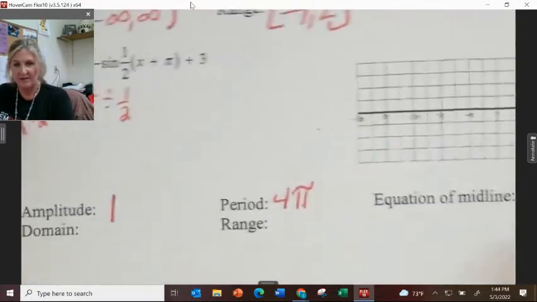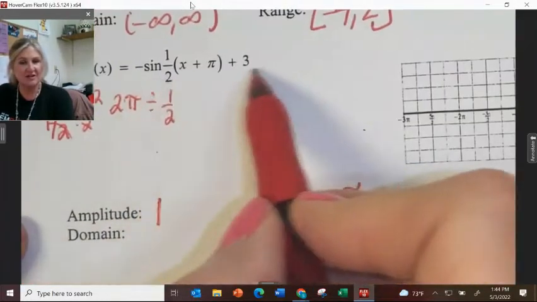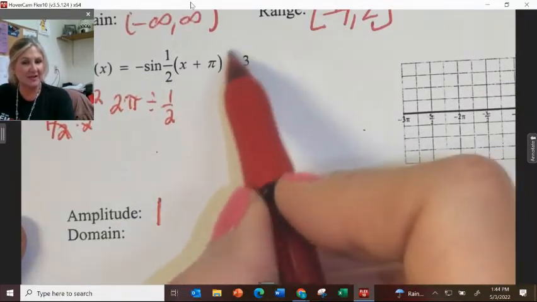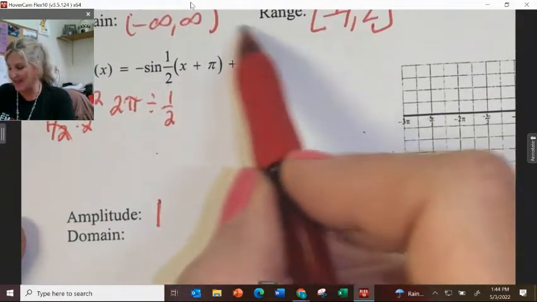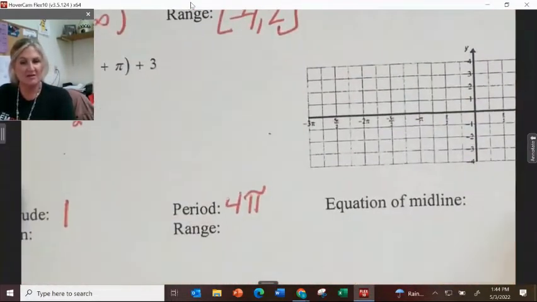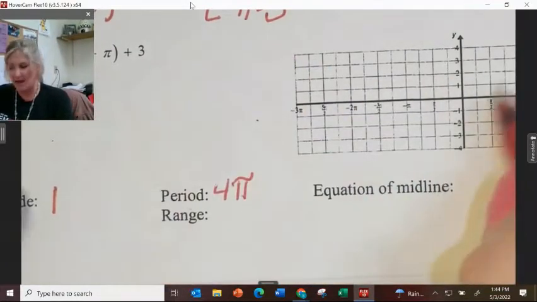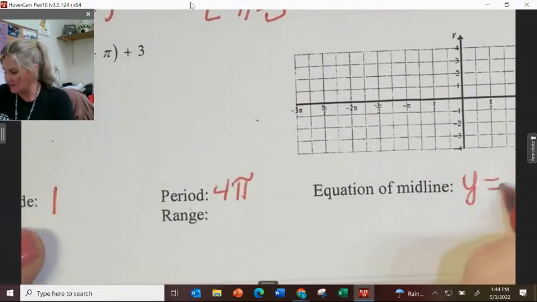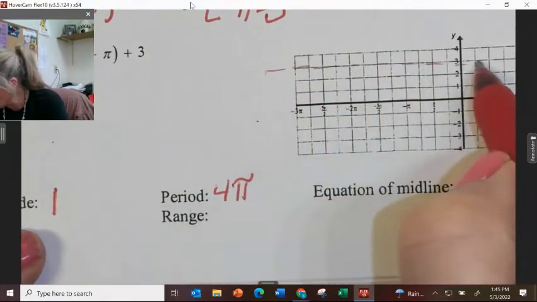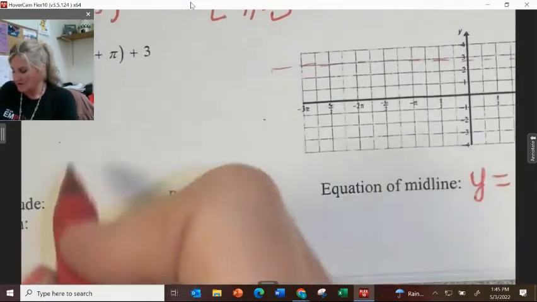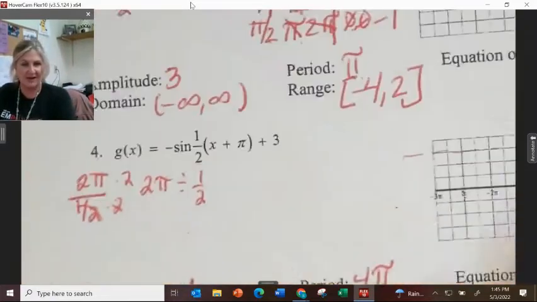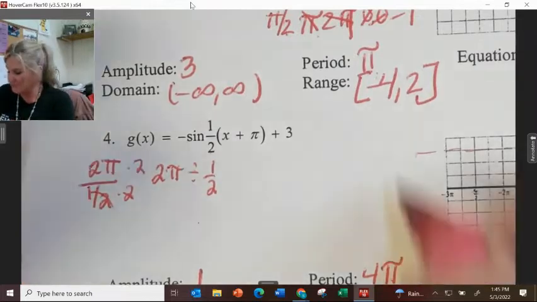All right. The equation of the midline, if I just look at this, I should be able to see what that midline is going to be. It's always just this d value or this k value, depending on which way we want to think of the formula. So what's the equation of the midline going to be? Y equals 3. I'm going to go ahead and put that in there. It just helps us when we go to graph. The domain we already know. Range, I don't know that yet. I have to graph first to know that.